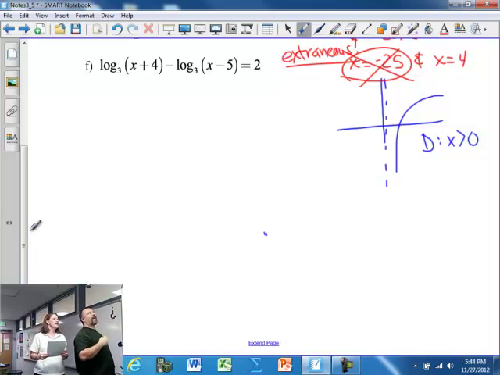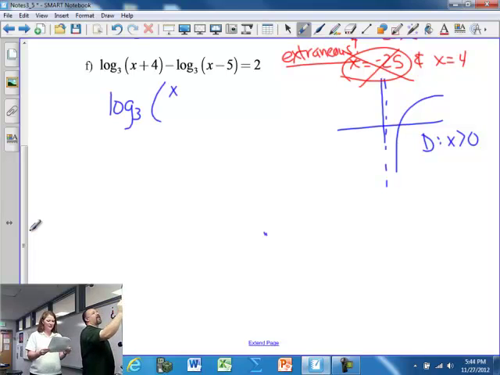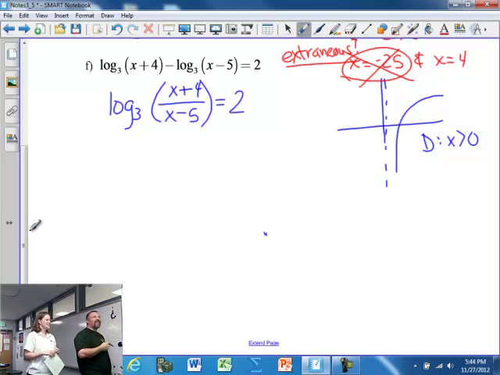We have 2 logarithms. We have a subtraction in the middle. So we're going to change that to the log base 3 of x plus 4 divided by x minus 5. Okay, so now we have one logarithm.